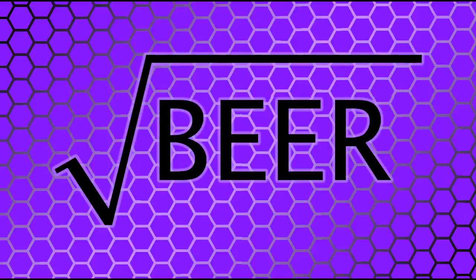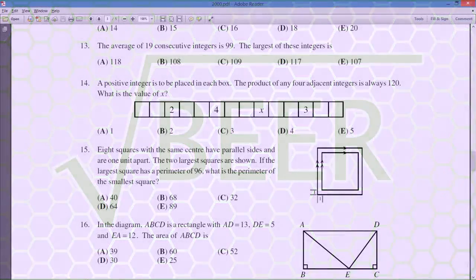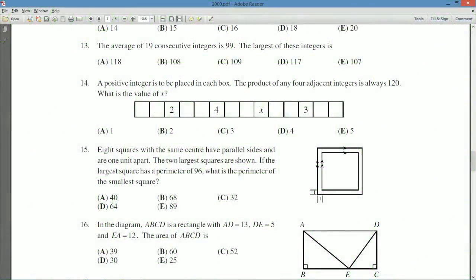We're up to question number 14 on the paper from the year 2000. So, question number 14. A positive integer is to be placed in each box. The product of any four adjacent integers is always 120. What's the value of x?